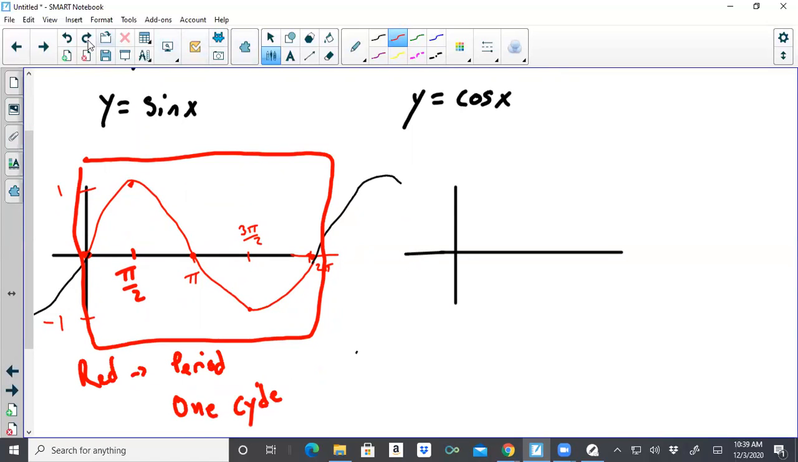So we can also call it a cycle. And if you call it a cycle, it's just the thing that keeps getting repeated over and over to create the entire graph. So a period and a cycle are basically the same thing. It's the thing that keeps getting repeated over and over.